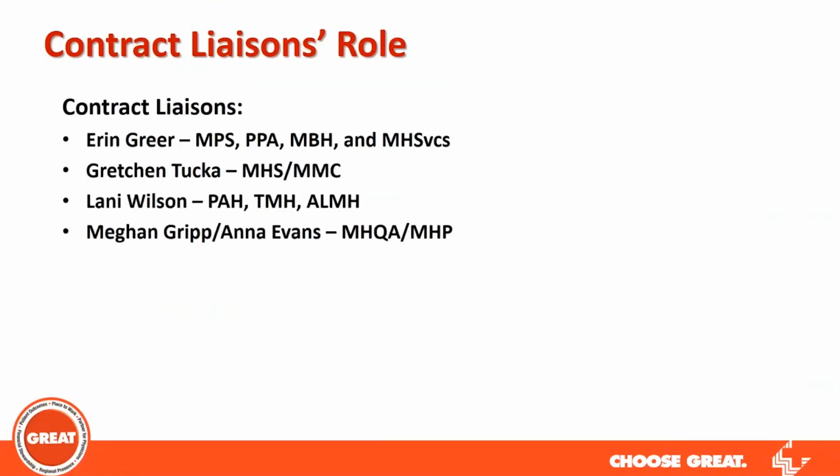So the contract liaisons, as you can see, we haven't rolled out Decatur yet, and we're going to wait a little bit of time before we do that. But Erin Greer currently is with NPS, NBH, Memorial Home Services. It says PPA, but actually I always give those to Lanny, so I must have forgotten to move that over. Gretchen takes all of MHS and MMC, and then Lanny takes Passment, Taylorville, and Lincoln. Anna and I handle MHQA, which is also kind of going away in MHP. These will probably change as we bring on Decatur, but for now, these are your contract liaisons.